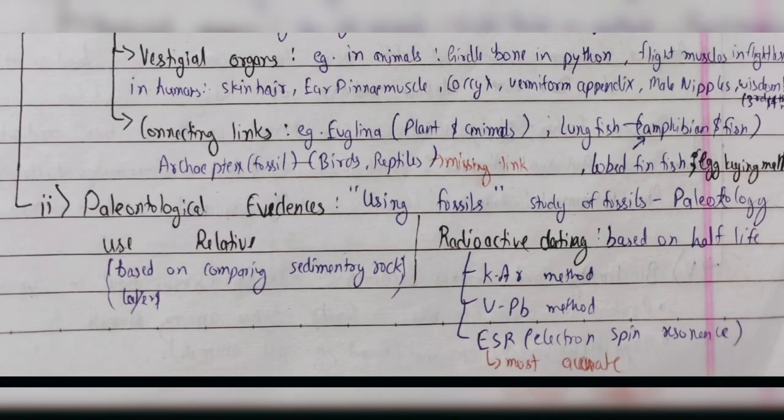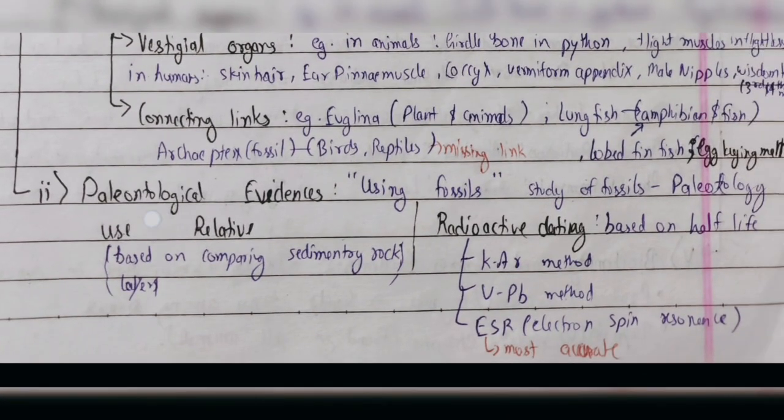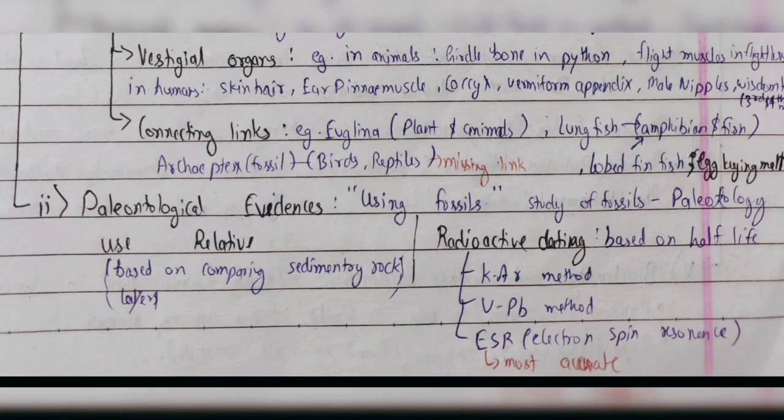After morphological evidences, next in line come paleontological evidences, meaning using fossils or the study of fossils, also known as paleontology, used relative based on the comparison of sedimentary rock layers. It can be done using a method called radioactive dating. It is based on the half-life period of an element.